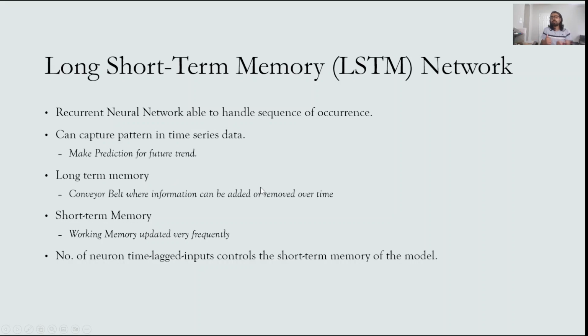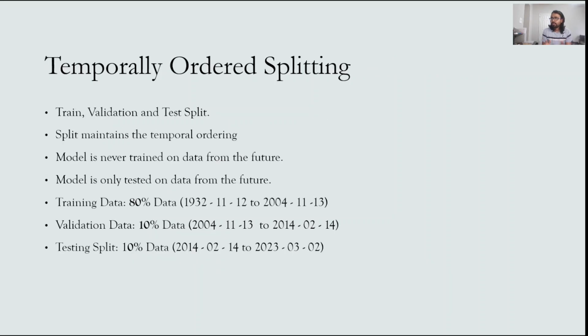So just like I said, the number of neurons, that is the time lagged input, is a controlling factor for the short-term memory. So how many lagging times do you want to give as an input to predict the data on the nth time? That is some sort of decision we have to make, so that we don't give too much, so that it starts hampering the capture of long-term trends, but we don't want to give too little so that it doesn't have any short-term trends. So it's about finding the right position.